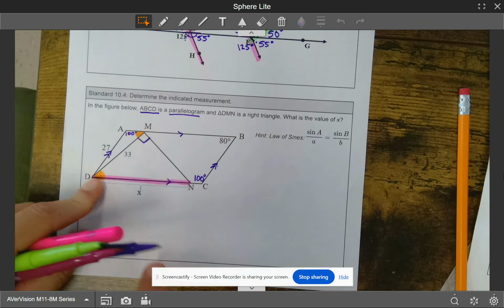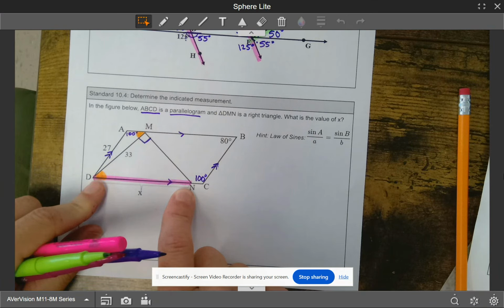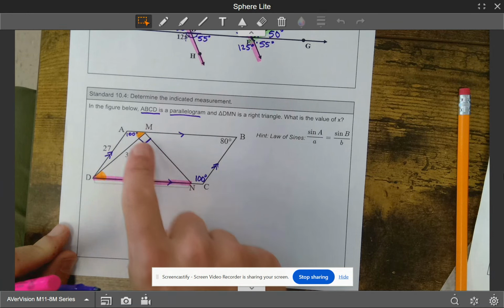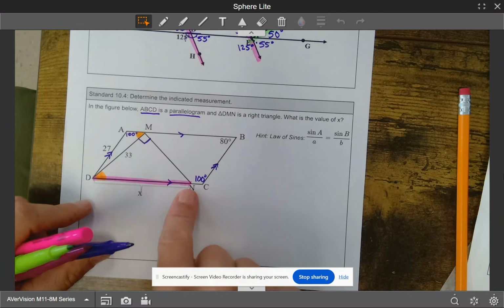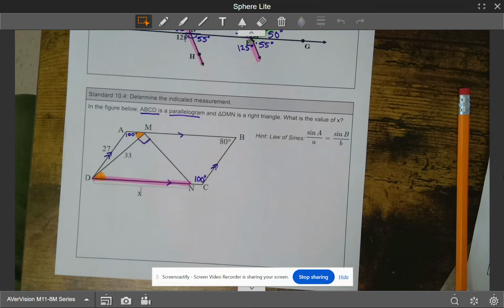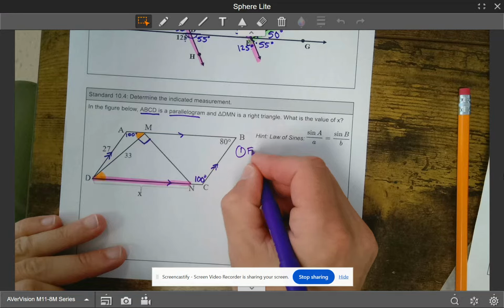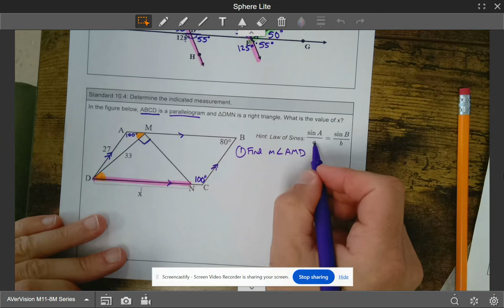So if we could figure out that angle, we could figure out that angle in there. And then ultimately, we could use trig. So if we could figure out angle MDN or DNM, either of those two, we could use trig to figure out what this hypotenuse is. Okay? So how can we do this? Well, first step here, we got to find the measure of angle AMD. So let's find the measure of angle AMD. It's not a right triangle, so we need to use the law of sines.